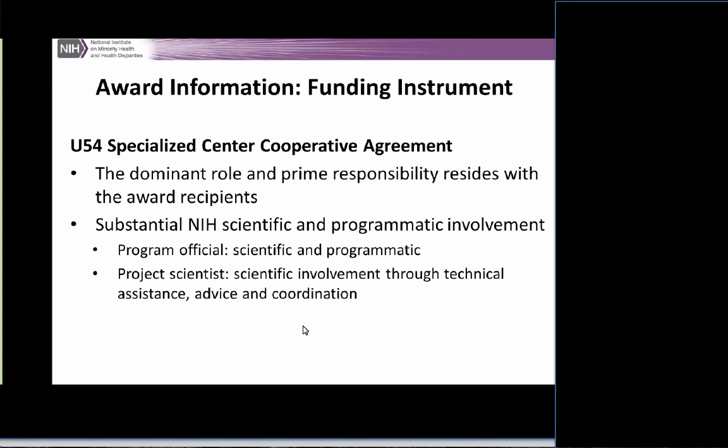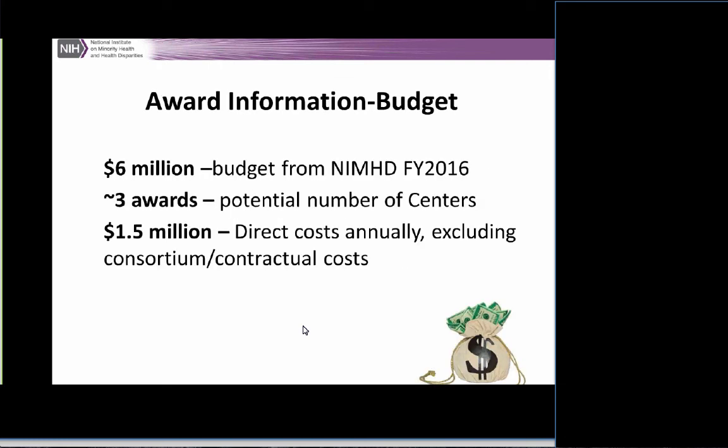Consistent with this concept, the dominant role and prime responsibility resides with the recipient for the project as a whole, although specific tasks and activities may be shared among the recipients and the NIH. The budget for FY 2016 is $6 million, and we expect to fund approximately 3 centers with an award of $1.5 million in direct costs annually.